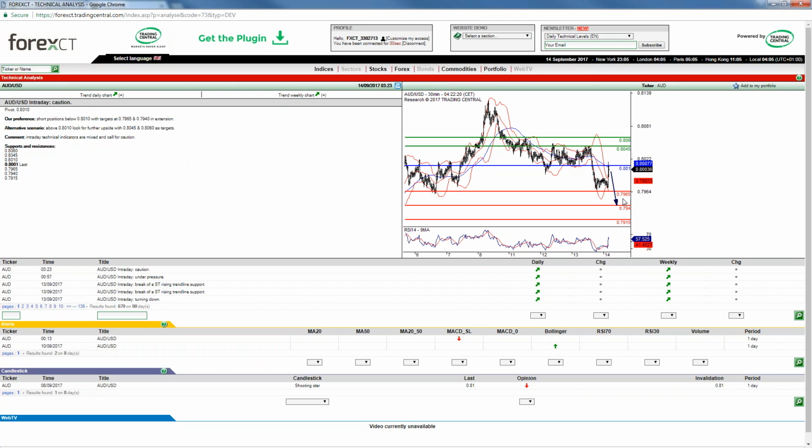So under this strategy, what we're going to do is select the first line of support or resistance, depending whether we're buying or selling. Now, if we're selling, we're aiming for support levels as a target. We're going to aim for the first level of take profit, which is 0.7965.